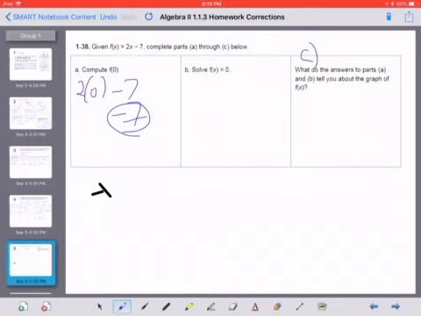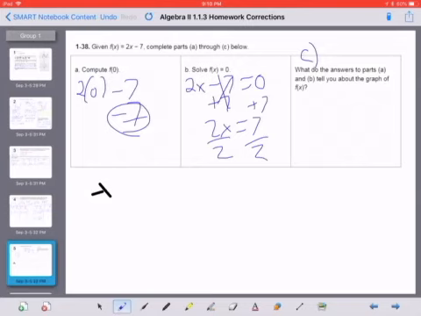In the next part, we're solving f of x when it equals 0. So this time we're going to do 2x minus 7 equals 0. Add 7 to both sides. Get 2x equals 7. Divide by 2. Get x equals 7 over 2, or 3.5.